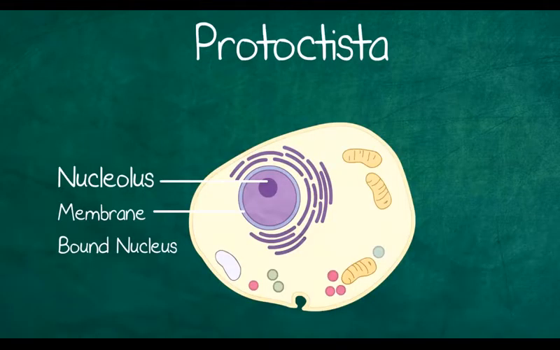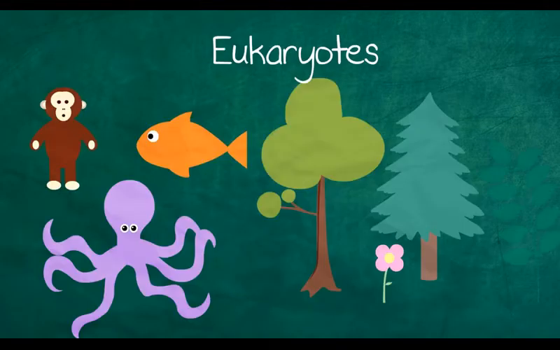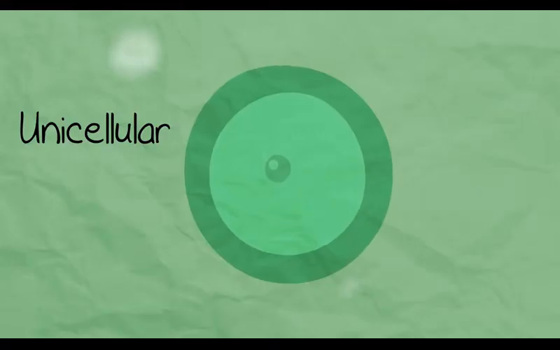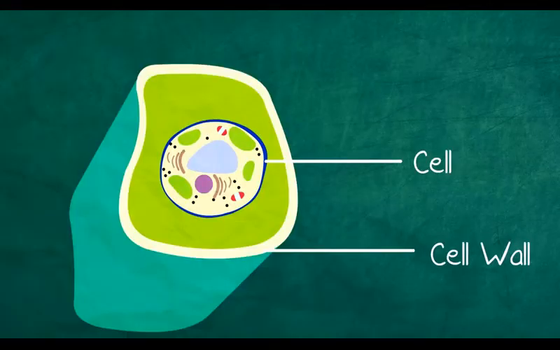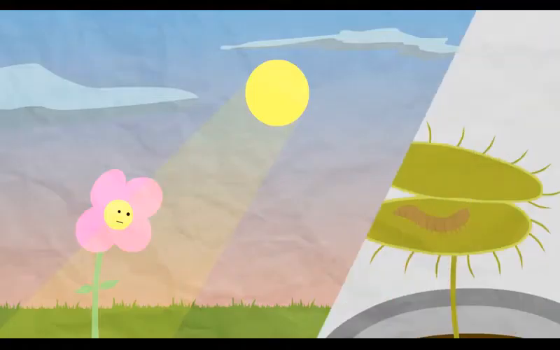The Protoctista kingdom are eukaryotes like animals and plants. They can be unicellular and multicellular, like the fungi. They have cell walls, sometimes with polysaccharides. They are autotrophic and heterotrophic.